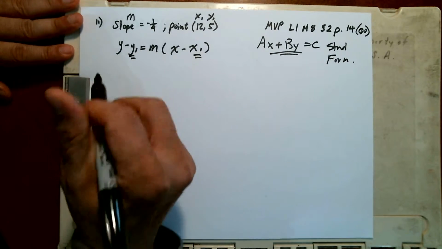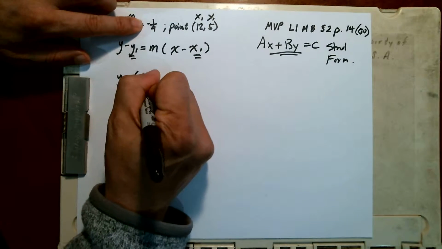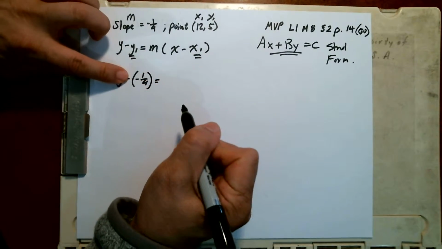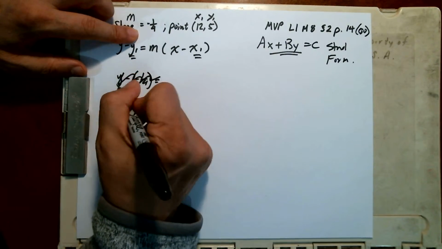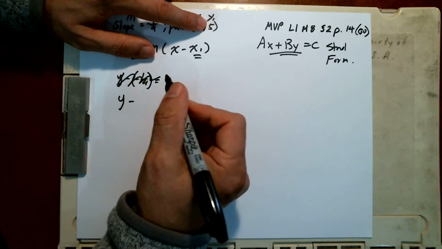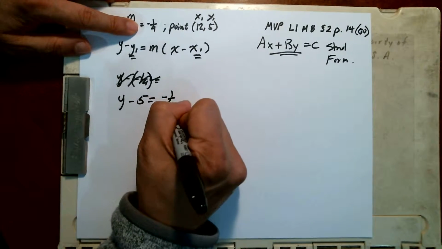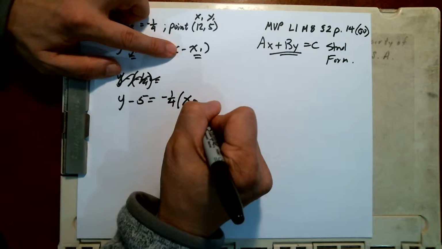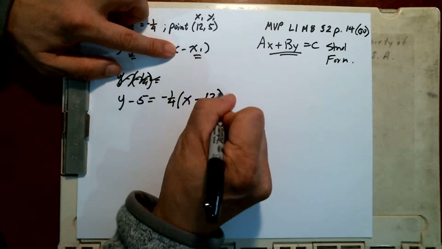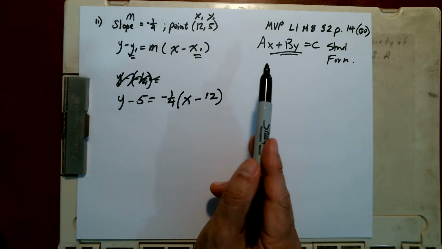So we just plug those points in. Y minus -1/4, so I have to put parentheses around that, equals, oh, whoops, I had it wrong. Sorry about that. Y minus 5 equals m, which is -1/4, times x minus, right here, 12. And there it is. It's not in standard form because this is the standard form.